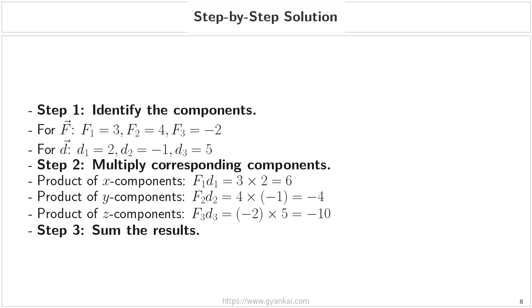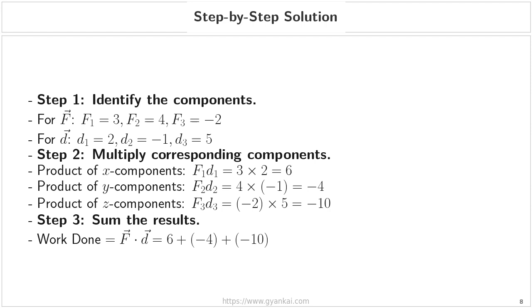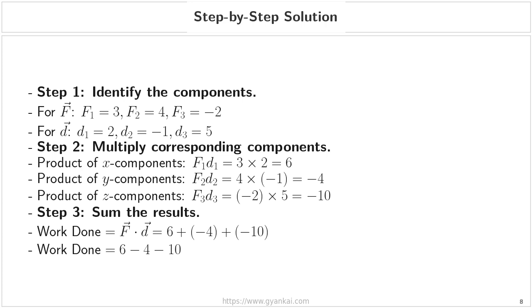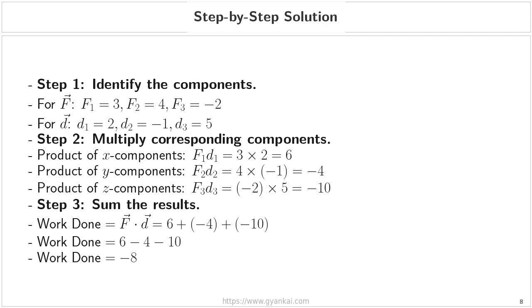Finally, we reach step 3, sum the results. To find the total work done, we take our dot product of f and d, which is the sum of those three products we just calculated. That gives us 6 plus -4 plus -10. When we simplify that, 6 minus 4 minus 10, we arrive at our final answer. The work done is -8.